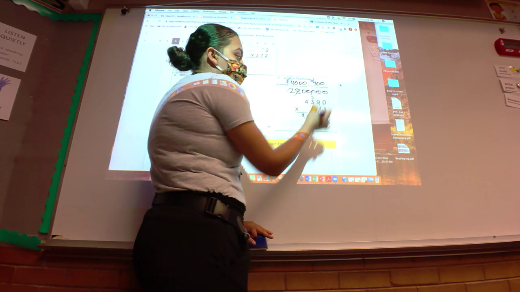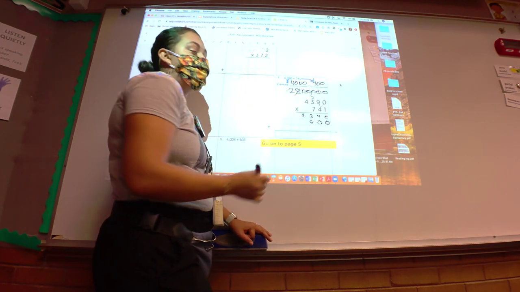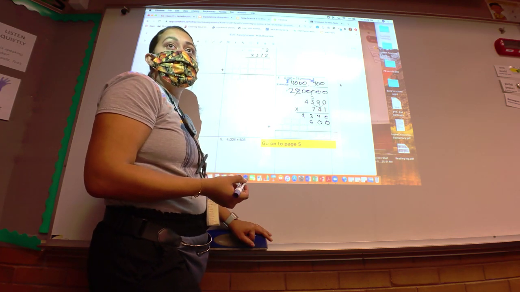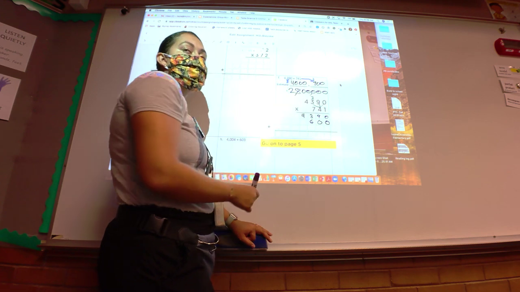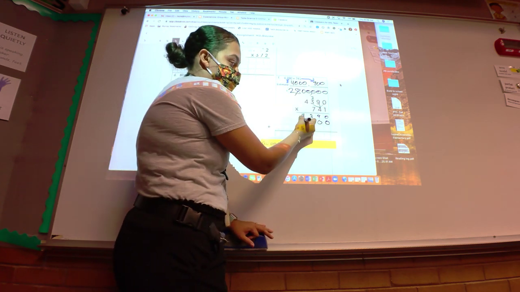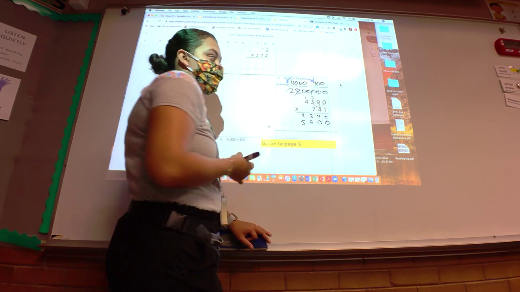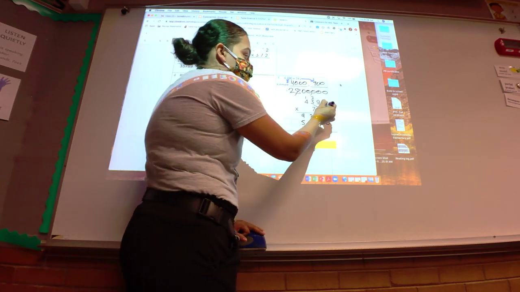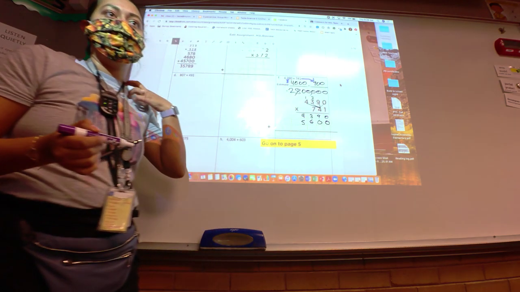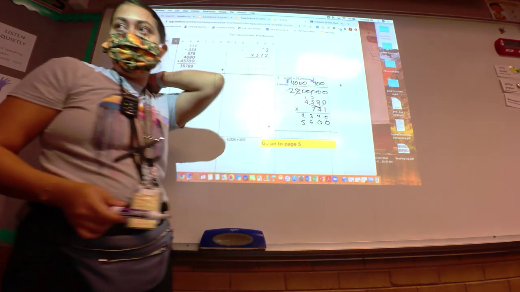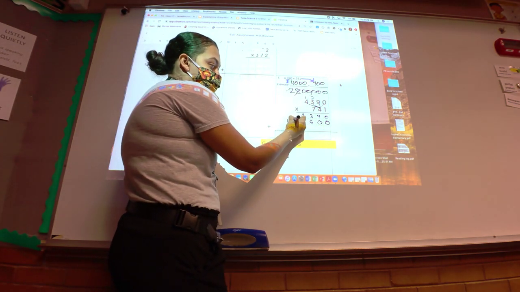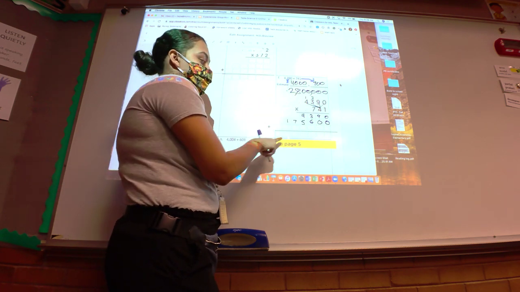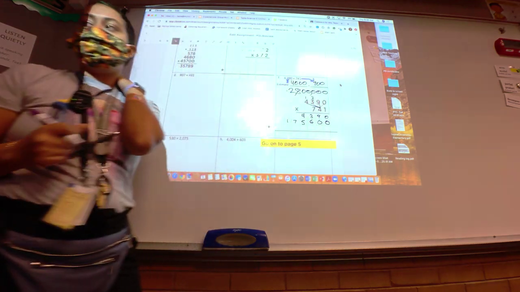Carry the 3 above the 3. 4 times 3, 12. 12 plus 3, 15. So 5 here. Carry the 1 above the 4,000. Good, Thomas. So now 4 times 4, 16 plus 1, 17. So 1 here, 7 there. We can't carry over because we don't have any more digits over here. Okay, so there's our second partial product.